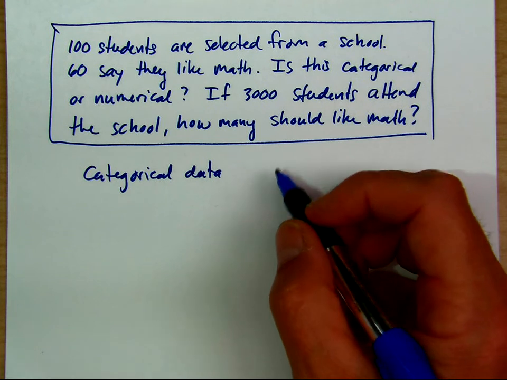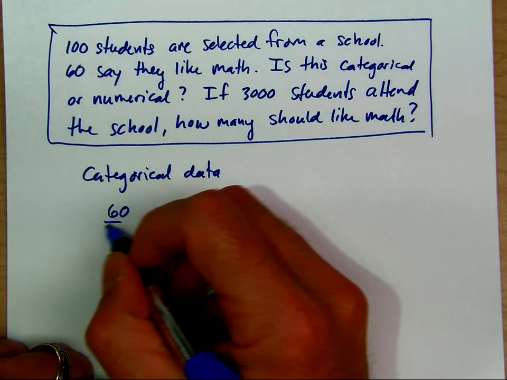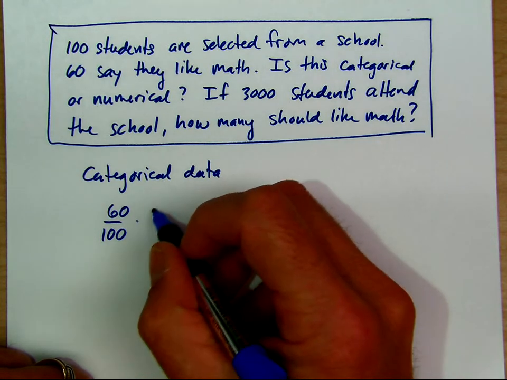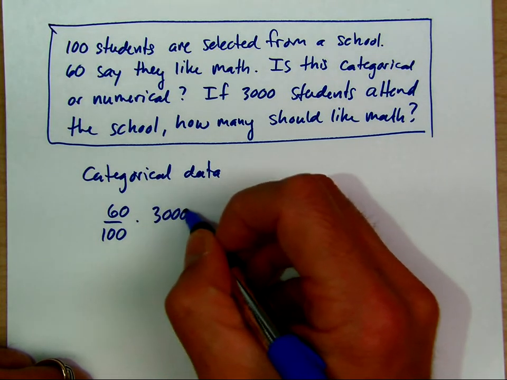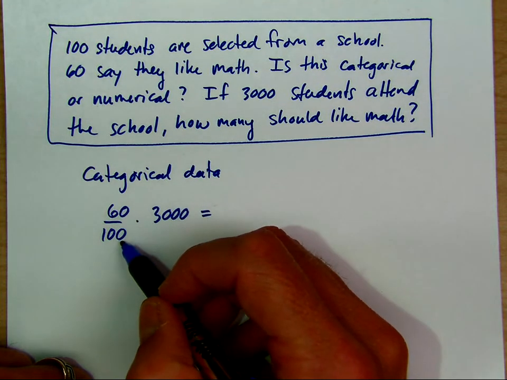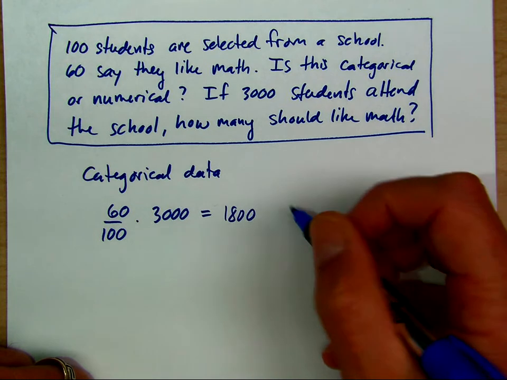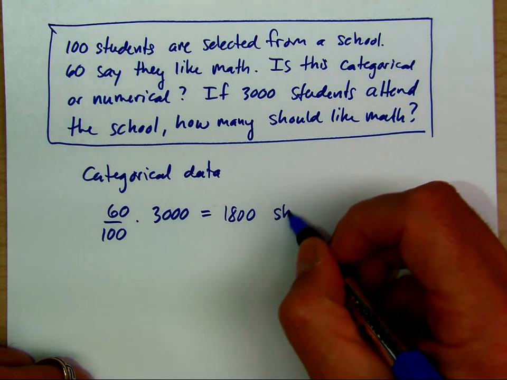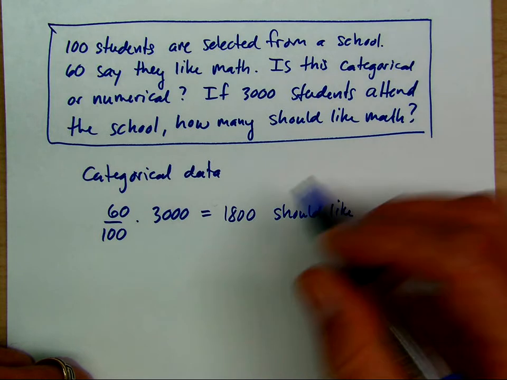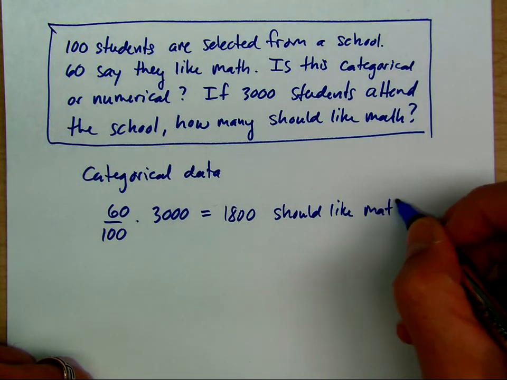And then if 60 out of 100 students in the sample say they like math, then we could expect that that same fraction of the population should like math, or might like math, or maybe has a high probability of liking math.